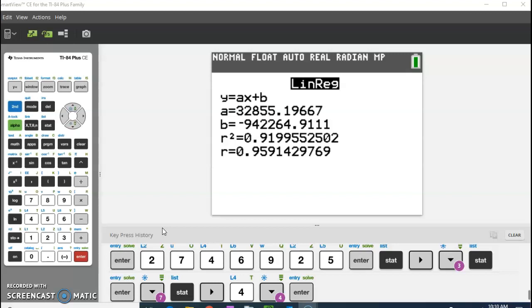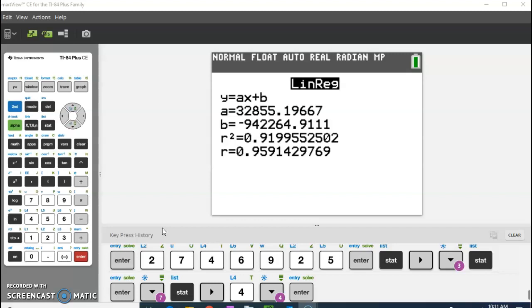All right, so I'm going to write for my linear equation, y equals 32,855.20x minus 942,264.91. Now, I also want to include my r squared value, which is 0.92. I'm going to go ahead and write down my correlation coefficient, which is r, which would be 0.96.